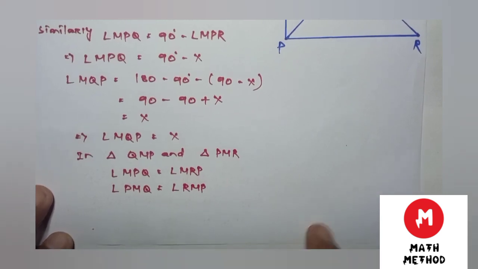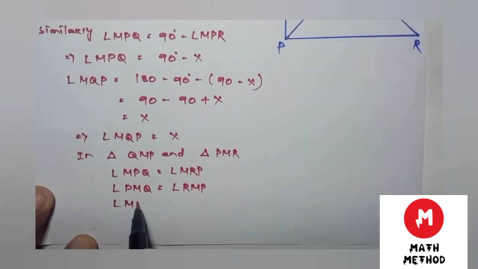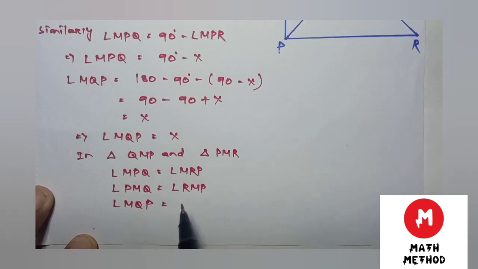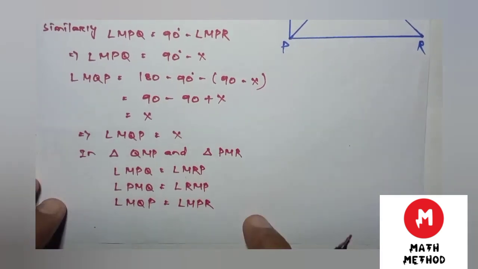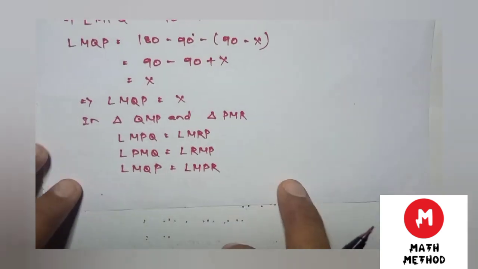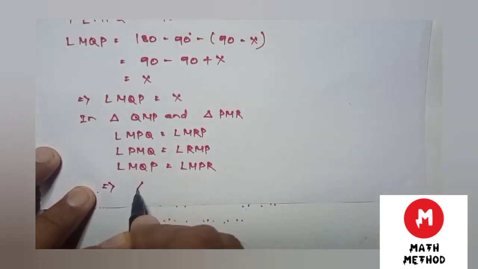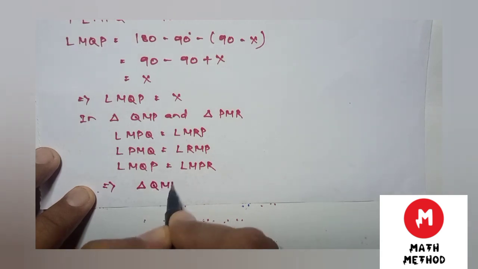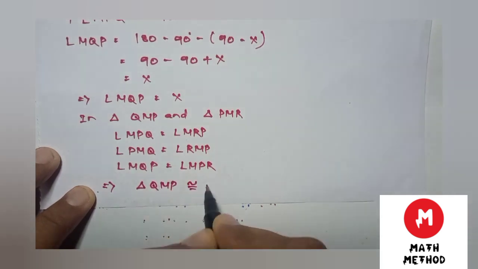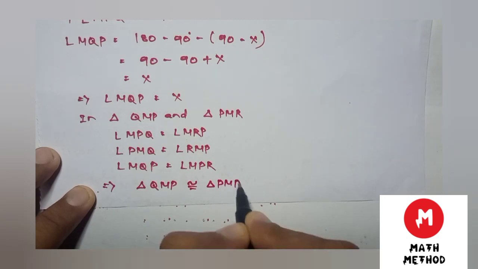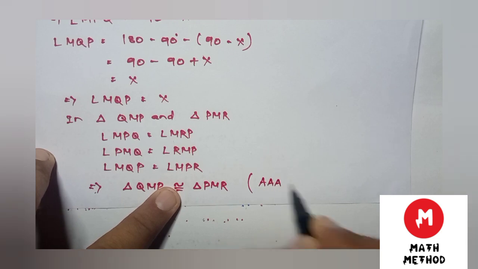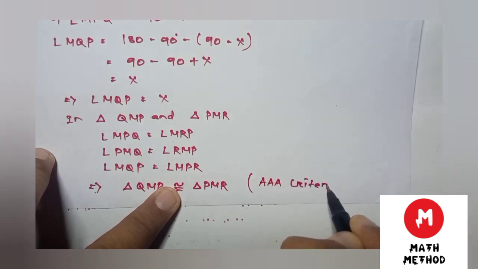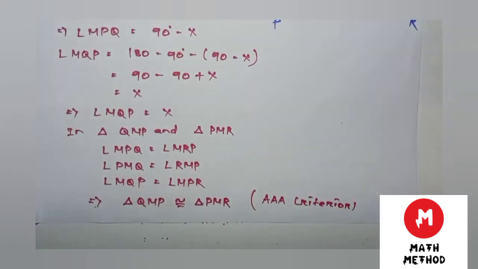Clear? Another angle is angle MQP, which is equal to angle MPR. Clear? MPR. Now by the AAA similarity criterion, we can say that this implies triangle QMP is congruent to triangle PMR. Right, in this side, which is AAA criterion. Clear? Both triangles are congruent.